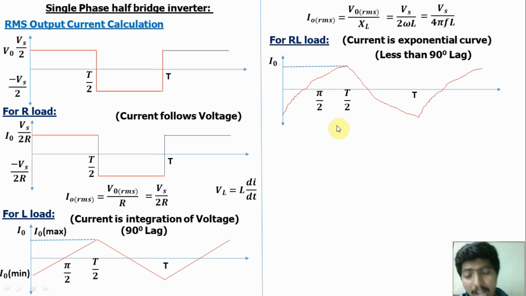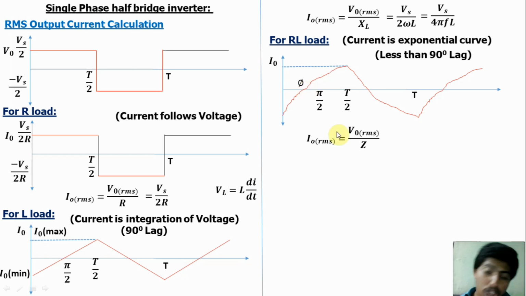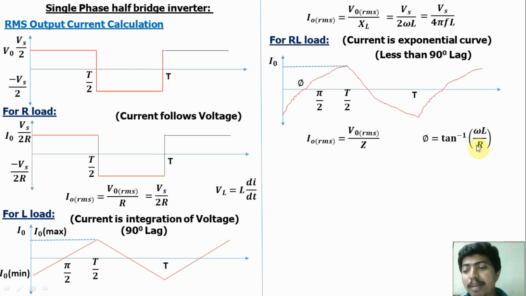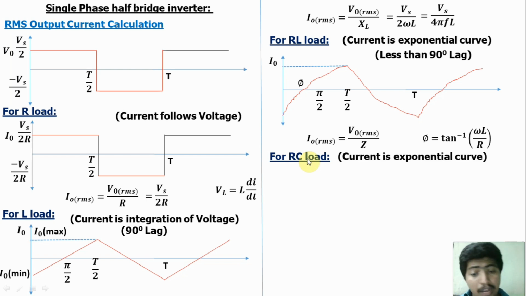Okay. So I naught RMS is equal to V naught RMS by Z, because here we have resistive and inductive load. Z is equal to root of R square plus XL square. Okay. So let us take this angle as phi. The current lags by angle phi. So phi is equal to tan inverse of omega L by R. It's a basic formula.